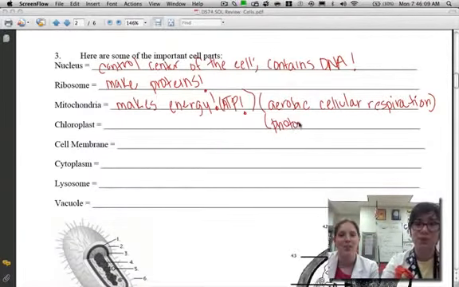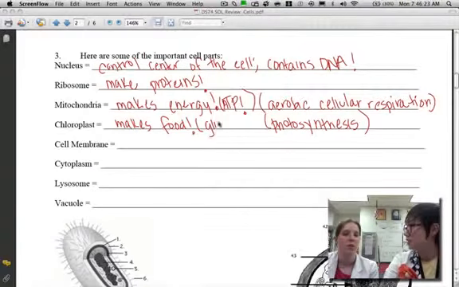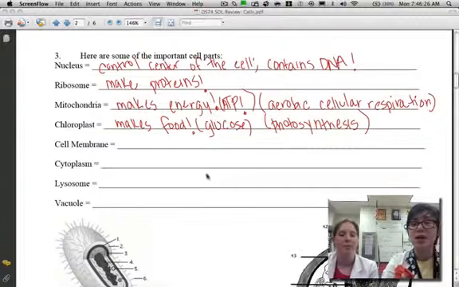So we can write down that the chloroplast is where photosynthesis happens, and we can write that the chloroplast makes food for the cell. And just so you guys know, to be specific, the food that we're talking about is something called C6H12O6, or glucose. All right, the cell membrane.